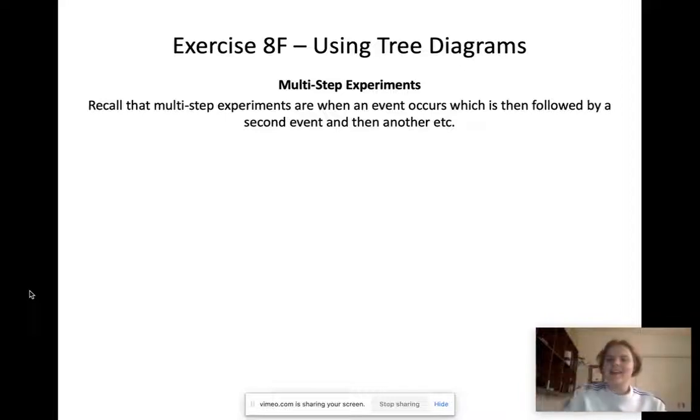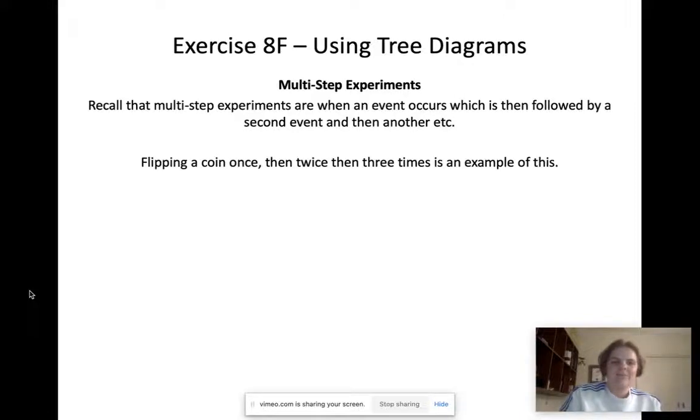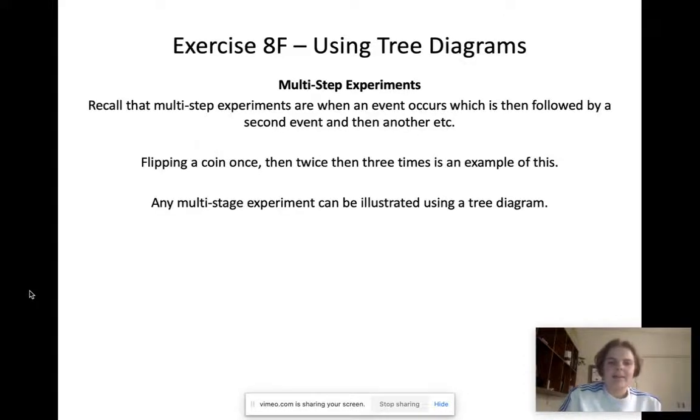So we're looking at tree diagrams. Last exercise, we were looking at two-step experiments using tables. Multi-step experiments is when you've got two or more steps in your event. For example, flipping a coin twice or three times would be a multi-step event, where flipping it only once would be a one-step event. The good thing about tree diagrams is we can use them for any multi-step experiment.